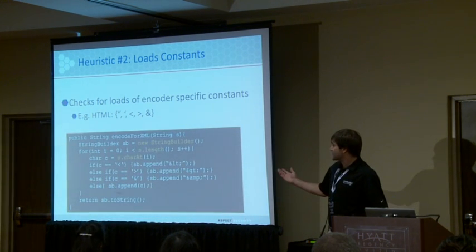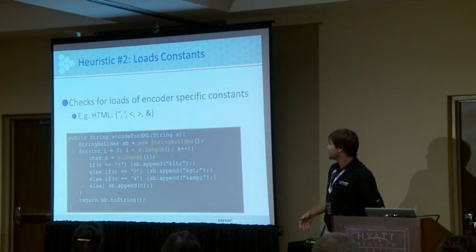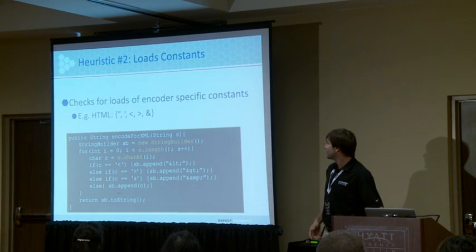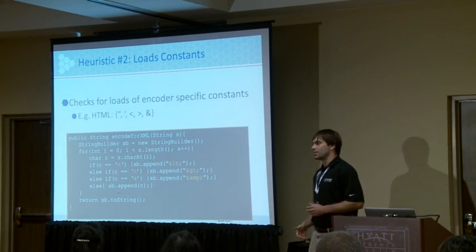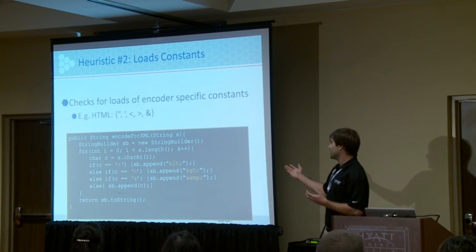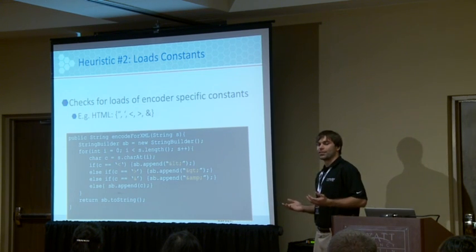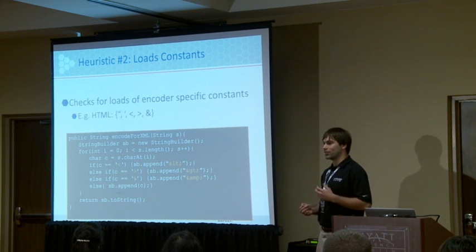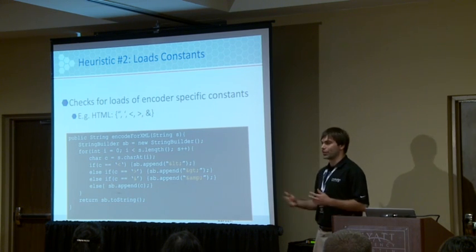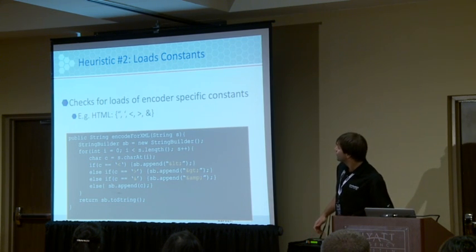So again, we've got the same example from last time. Those are the string iteration indicators. And these are the indicators that it's loading those constants. So again, if we look at this method, you can see just from those 2 features, this is very likely to be an encoder. And even if there was nothing else telling us it was, we'd classify it as being a very likely encoder just from those 2 things.